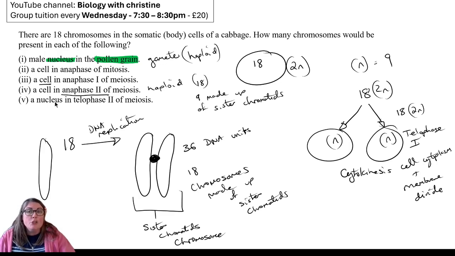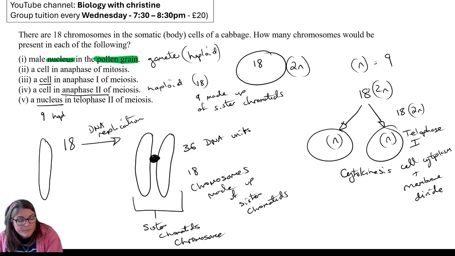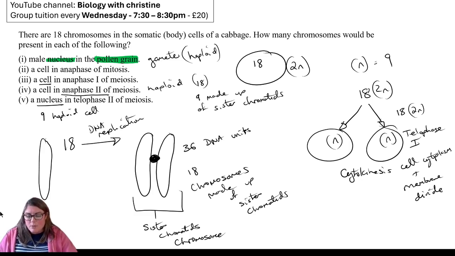And then this last one, a nucleus which is in telophase 2 of meiosis. Inside the nucleus, we know that there is 9 of the chromosomes because we have got a haploid cell. So it's really important when you see these types of questions that you are looking at what they are actually asking you in the question.